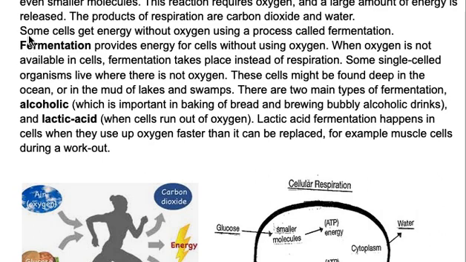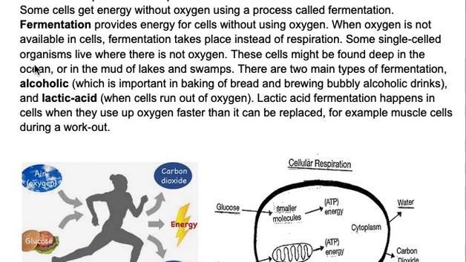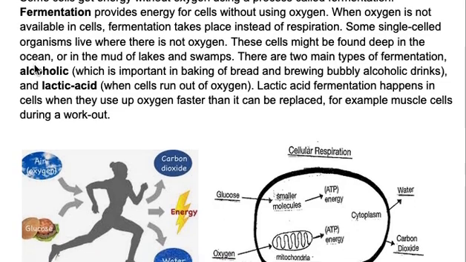Some cells get energy without oxygen using a process called fermentation. Fermentation provides energy for cells without using oxygen. When oxygen is not available in cells, fermentation takes place instead of respiration. Some single-celled organisms live where there is no oxygen. These cells might be found deep in the ocean or in the mud of lakes and swamps.